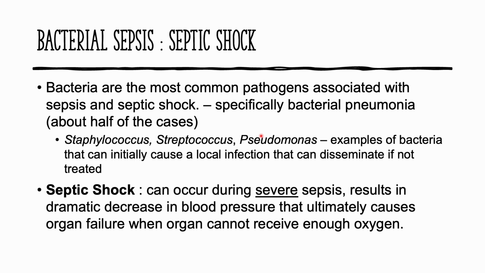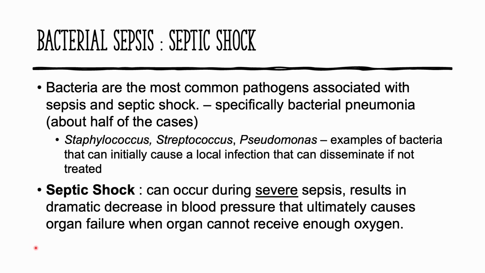Most commonly, that infection is caused by types of Staphylococcus, Streptococcus, and Pseudomonas. This type of bacteria can initially cause a local infection, like with pneumonia, a local infection of the lungs, and that local infection can disseminate, if it is not treated, to other parts of the body and get into the bloodstream, and at that point it is bacterial sepsis.